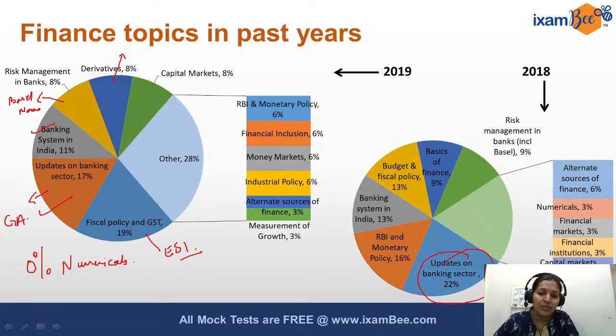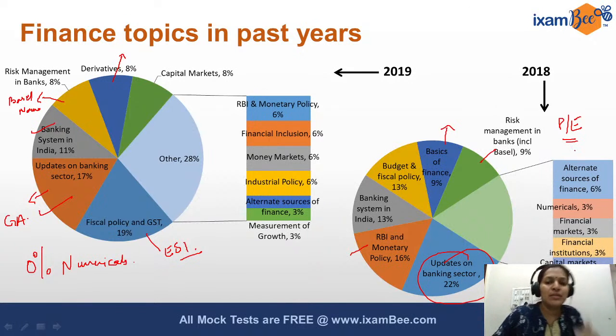Okay, RBI and monetary policy, banking system again recurring, budget and fiscal policy again recurring, basics of finance, some conceptual things related to balance sheet, P&L came here, risk management again recurring. Okay, and there was only one numerical in 2018, and that was also very straightforward. You just had to know the formula of PE and put in the values and calculate it. It took less time than you would have taken for a question in quant.